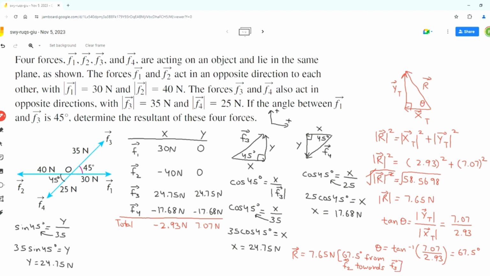So as you can see, let me show it to you in the given diagram. So vector R, the resultant, is directed somewhere here. So it makes an angle of 67.5 degrees with the vector F2, or the force F2. So from F2, it is directed towards F3, not F4. So this is a very important concept you need to understand and memorize. So these are the steps you have to keep in mind to solve a problem like this one.